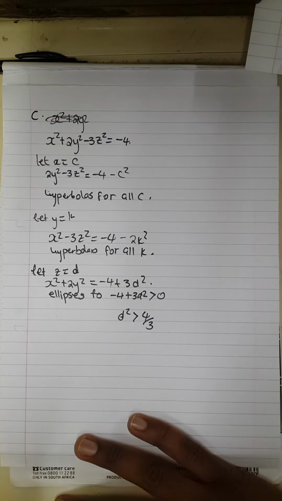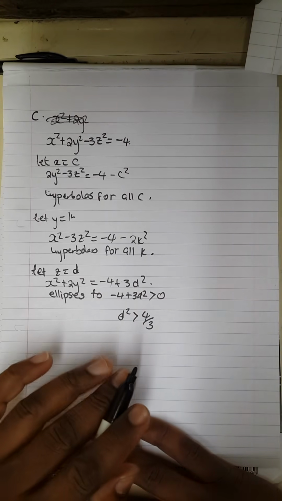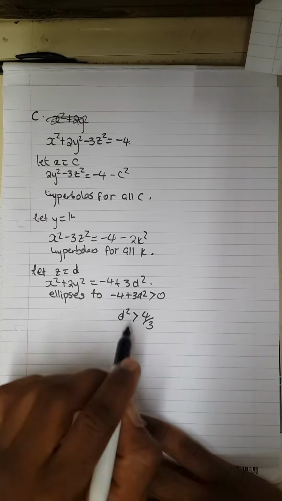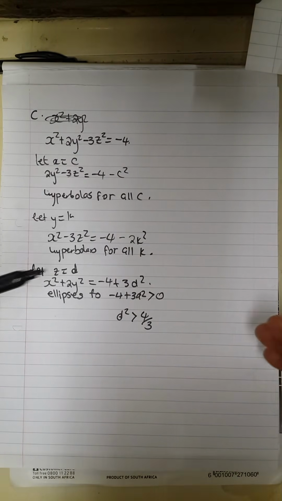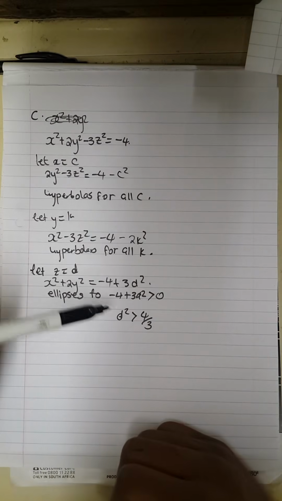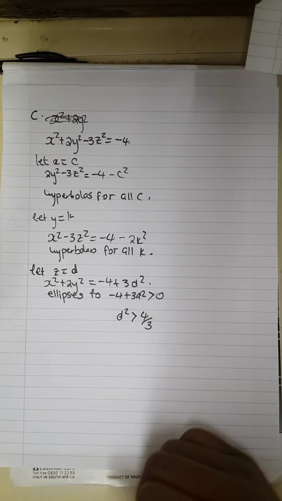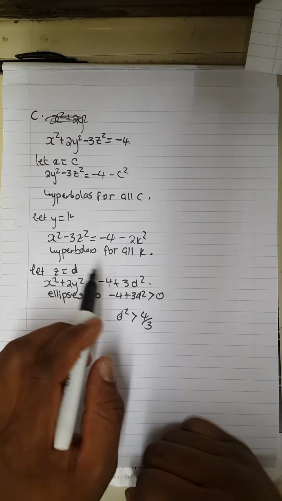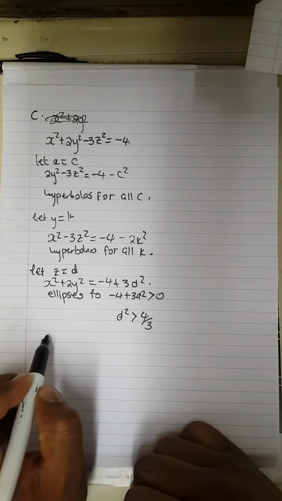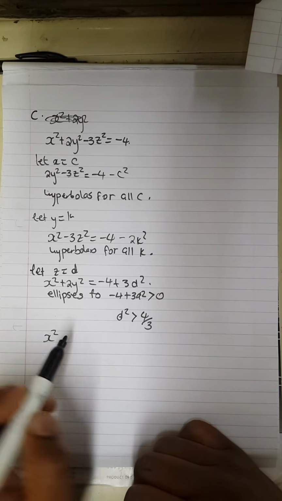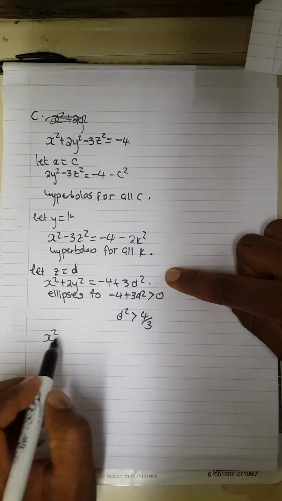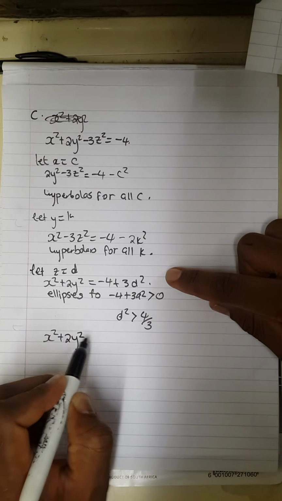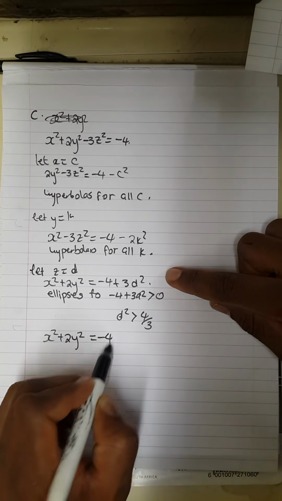Okay. Now we have this here. Now, because it's an ellipse, we need to determine the behavior when d is equal to 0. So when d is equal to 0, we have something like x squared plus 2y squared is equal to minus 4.